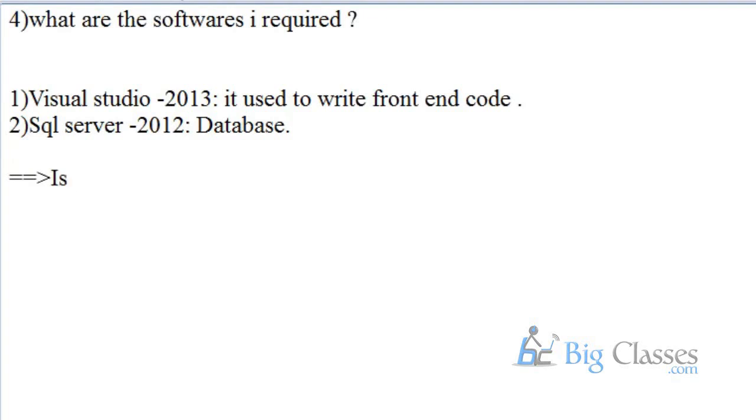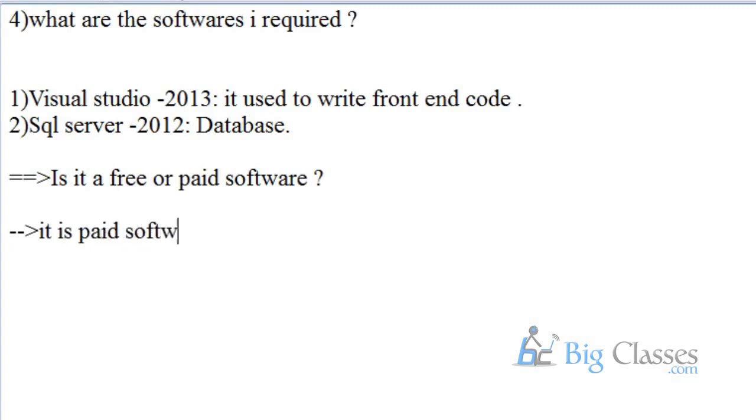Then is it open source or paid? Are these two softwares a free download, or should I pay for a license? What type of softwares are these? So .NET is purely paid software. It is paid software of $1,000 per system.